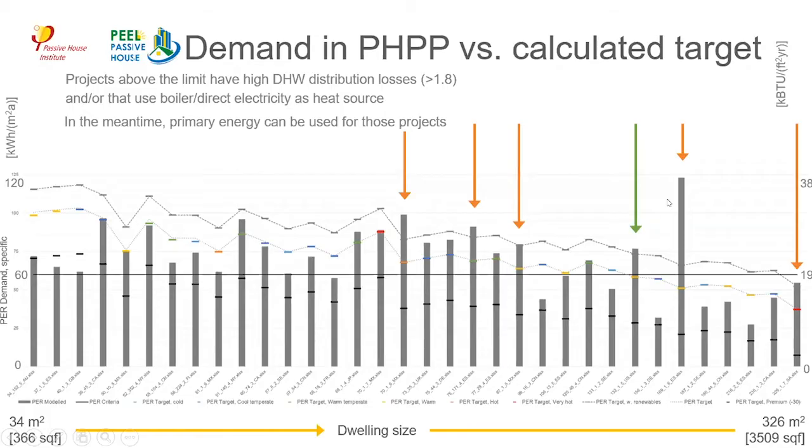The green arrow represents the line where actually the tool gives us a limit that is below the 60 that is defined in the criteria. So in those cases, the projects can still be certified with the traditional 60 limit.